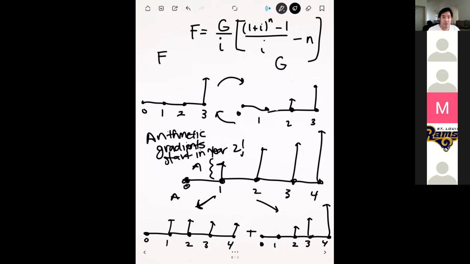Yeah, Professor. So it sounds like the arithmetic gradient is basically change in cash flow per year. So if the interest is compounding, why is that change linear? Yeah, so the interest is compounding. That's right. But this represents actual money that you're paying out.